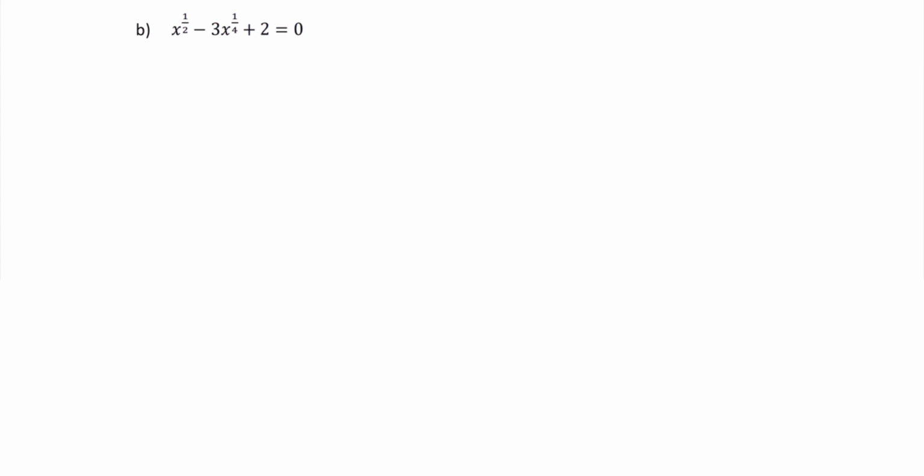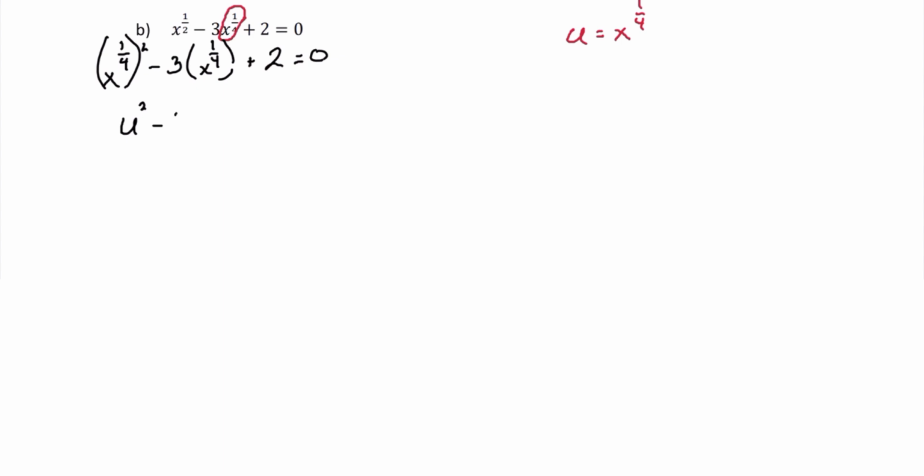In the next example, again, we want to use a u-substitution. We'll let u be x to the 1/4. Before we make the substitution, I'm just going to rewrite this as x to the 1/4 squared minus 3 times x to the 1/4 plus 2 equals 0. This will help us see that substitution a little easier. We're going to replace those parentheses, or x to the 1/4, with u's. U squared minus 3u plus 2 equals 0.